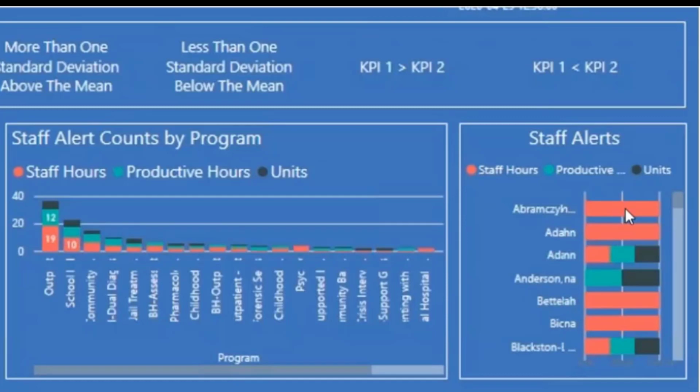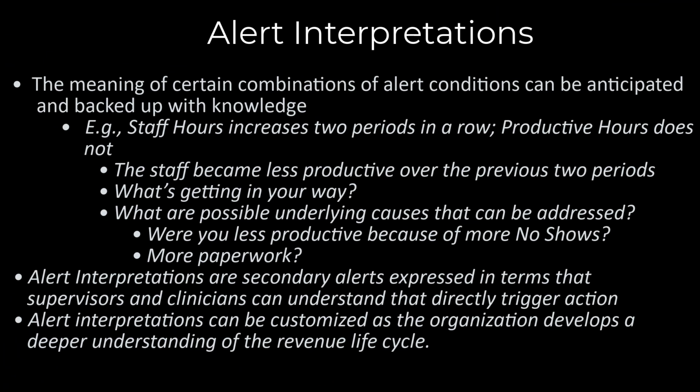And that leads into the idea of interpreting that, which is kind of a second level alert trigger. And a good example of that would be, let's say our staff hours increased 2 periods in a row, productive hours did not. We became less productive over that period. Why?